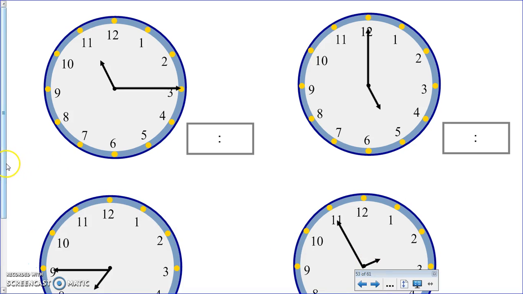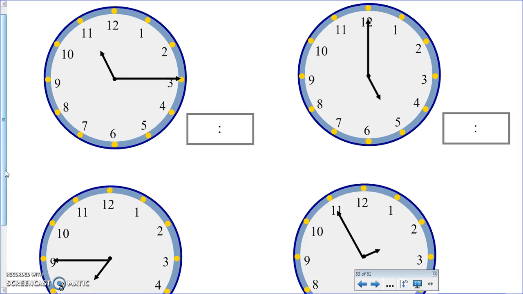First, before we work with elapsed time, we're just going to go over reading a clock again. As a quick review, the shorthand tells the hour and the longhand tells the minute. Our first clock shows the hour is 11 and the minute hand is at the 3, so we know it's 15 minutes. So we have 11:15.